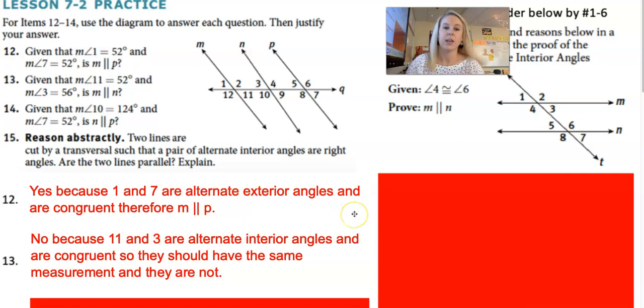Number 13 is going to be a no because 11 and 3, 11 would be here, 3 would be here, they are alternating on the inside of line M and line N, and therefore they should be the same because we know alternate interior angles should be congruent, and they're not, so it's not parallel.